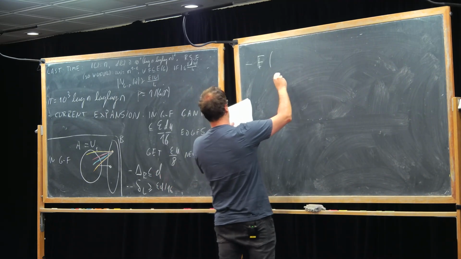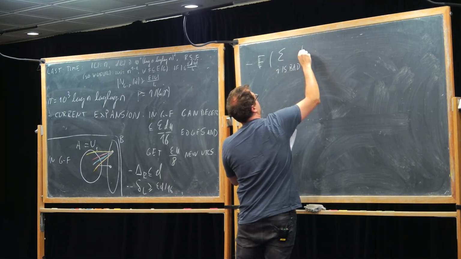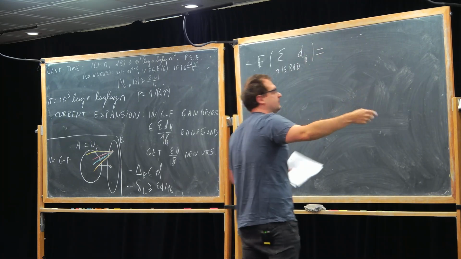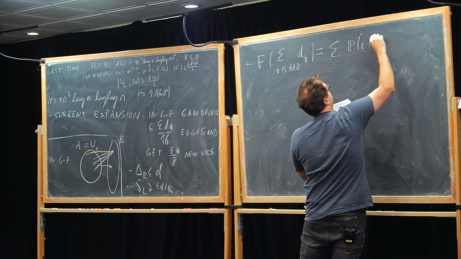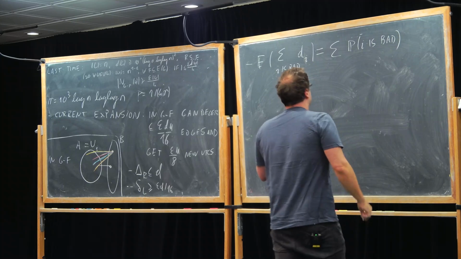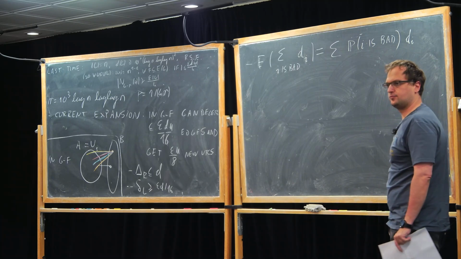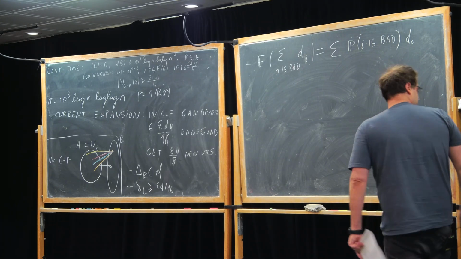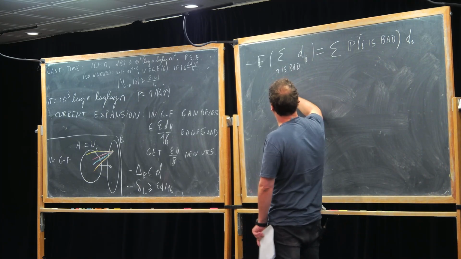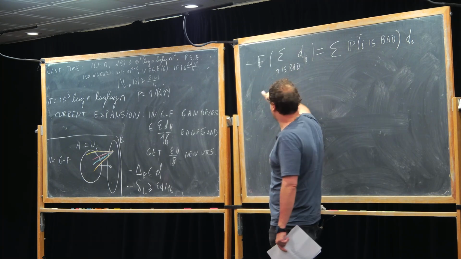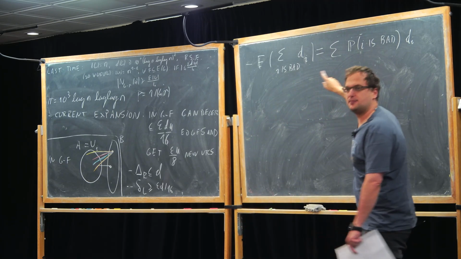So the expectation of the sum over I is bad of degree of I is just equal, by the standard linearity of expectation, to the sum of the probability that I is bad times di. Technically how you're writing this is there is an indicator variable here that I is bad, which multiplies di, and then when you take the expectation of the indicator, you get the probability. I skipped a step, thank you.